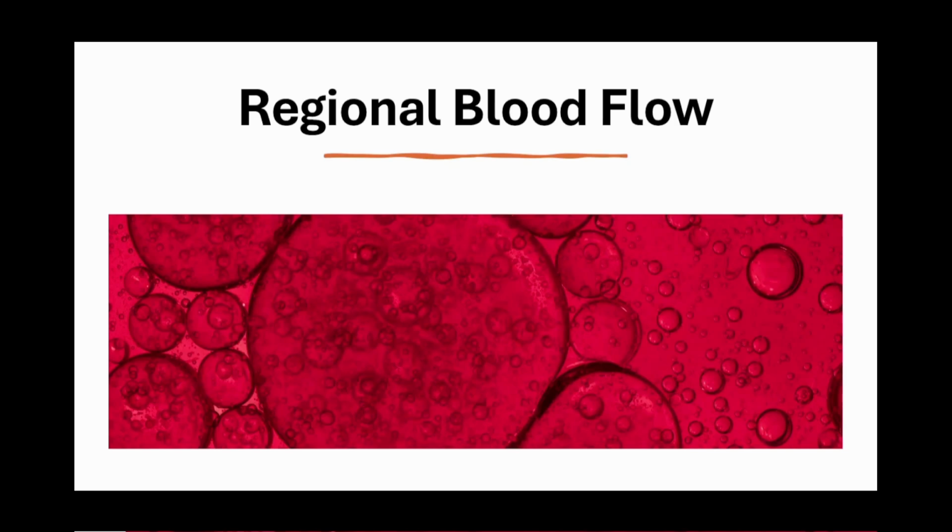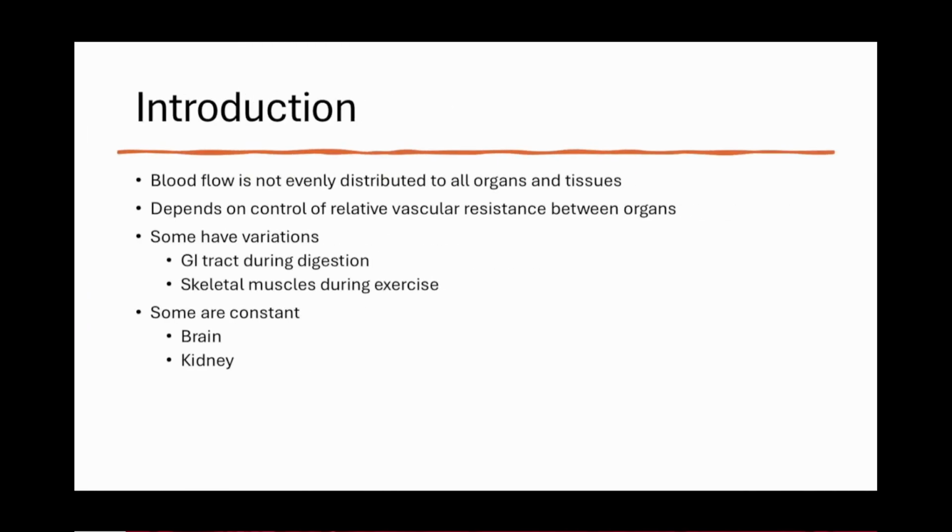So we're going to talk about regional blood flow. How do we shunt blood from different areas? What types of systems need certain types of blood flow, and so forth. So blood flow is not evenly distributed to all organs and tissues. It depends on the vascular resistance. And which vessels provide all of this resistance? Arterioles. Okay, remember that. It's the arterioles. They have all that muscle layer there.